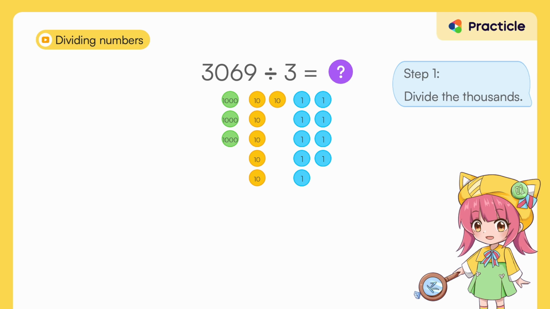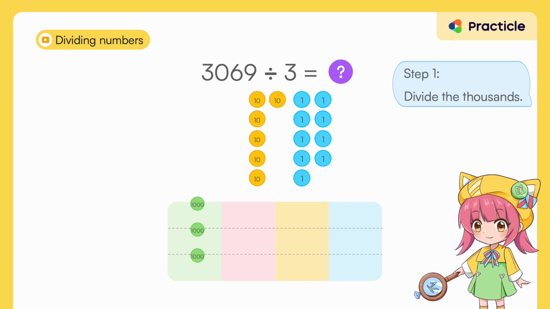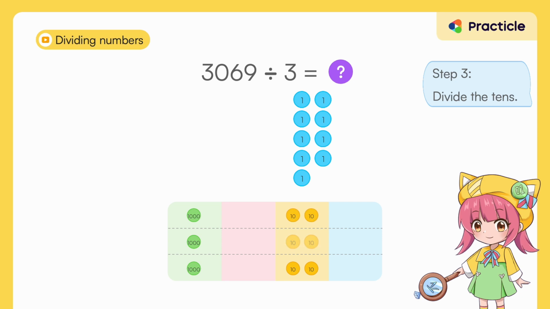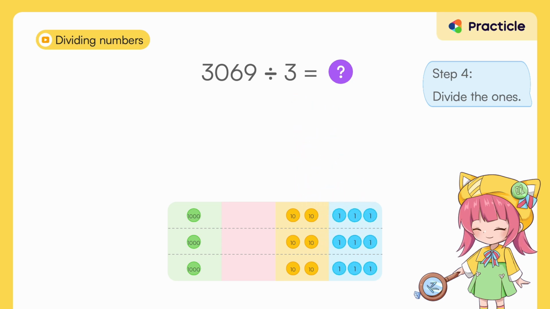Let's divide the thousands first. 3 thousands divided by 3 is 1,000. Next, we'll divide the hundreds. 0 hundreds divided by 3 is 0 hundreds. Then, we'll divide the tens. What is 6 tens divided by 3? Yes, 6 tens divided by 3 is 2 tens. And finally, we'll divide the ones. 9 ones divided by 3 is 3 ones.